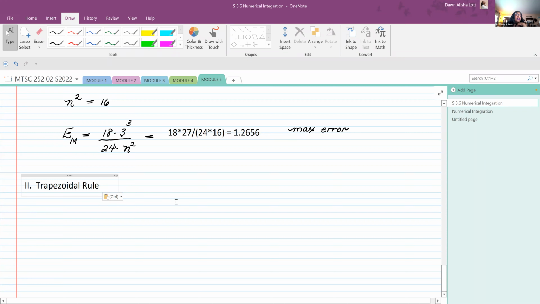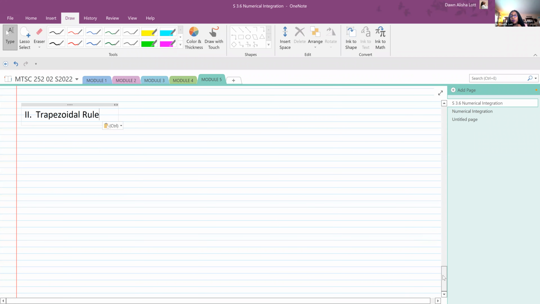Okay. So the next rule is the trapezoidal rule. Okay. So the trapezoidal rule depends on trapezoids. Okay. So again, I'm going to draw a function.